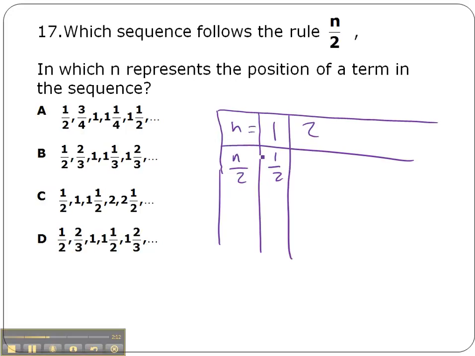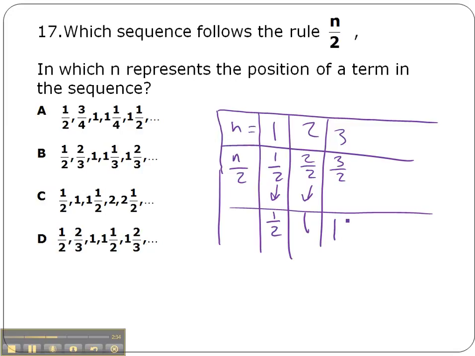When n equals 2, I substitute 2 where the n is, 2 over 2. But we can simplify 2 over 2. 2 divided by 2 is 1. So I'm going to simplify all my answers to get my sequence. When n equals 3, I substitute 3 for n, so I get 3 over 2. And 3 over 2 is 1 and 1/2. When n equals 4, put 4 where n is. 4 over 2. 4 divided by 2 is 2.